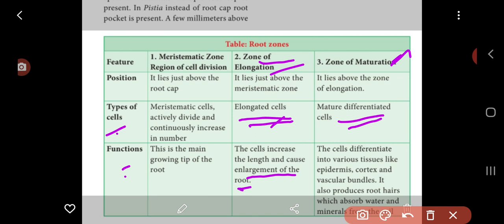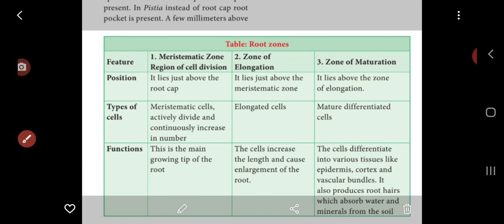What is the function? The cells differentiate into various tissues like epidermis, cortex and vascular bundles. Mature cells differentiate here, isn't it? What do they differentiate into? They differentiate into epidermis, cortex and vascular bundles, like various tissues.